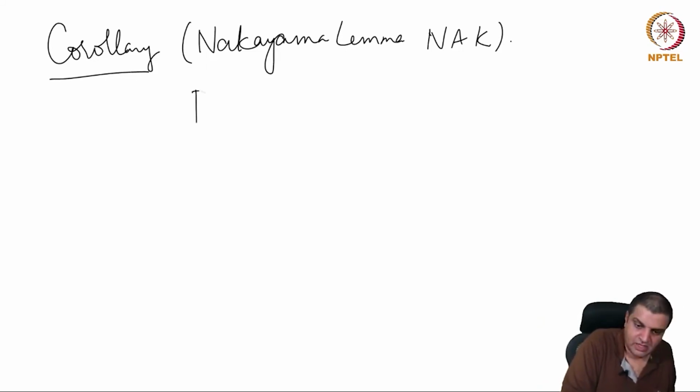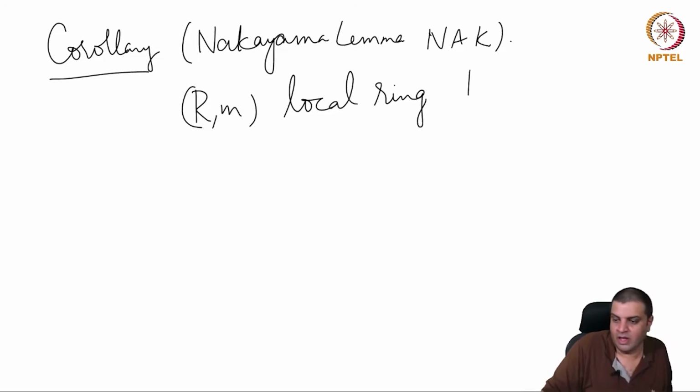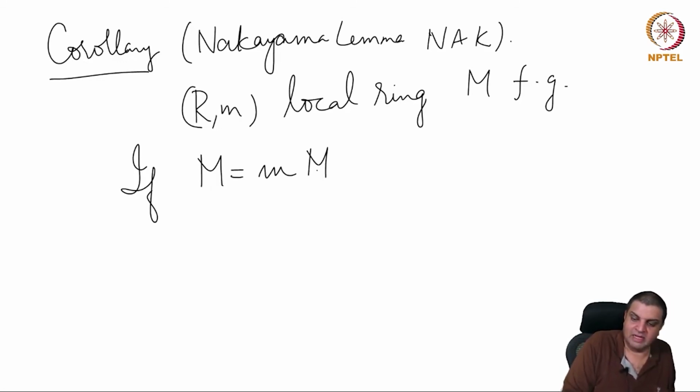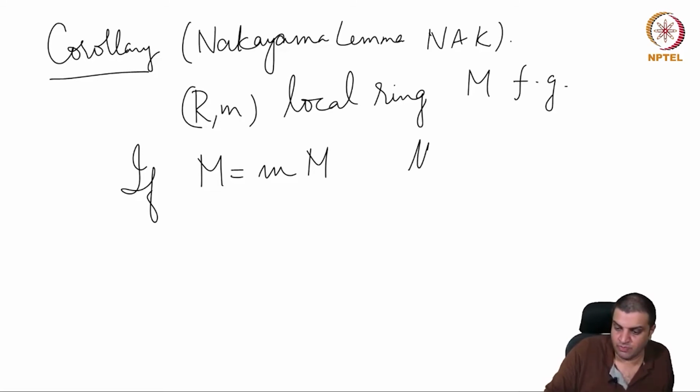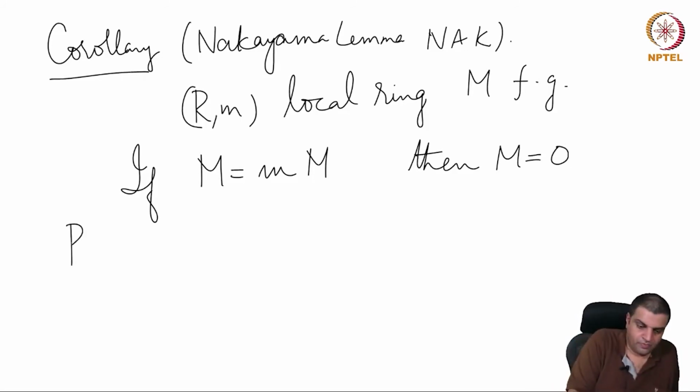What does the statement say? Suppose that (R, m) is a local ring and M is finitely generated. If M is equal to mM, the maximal ideal times the module itself, which is a submodule of M, then M is 0.